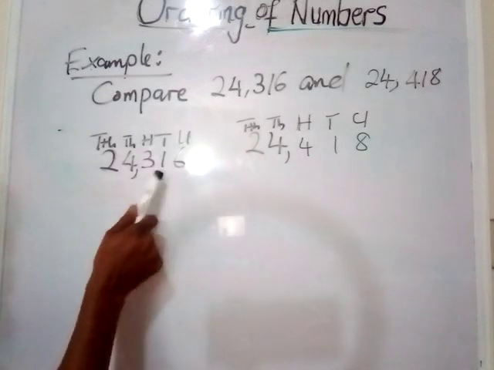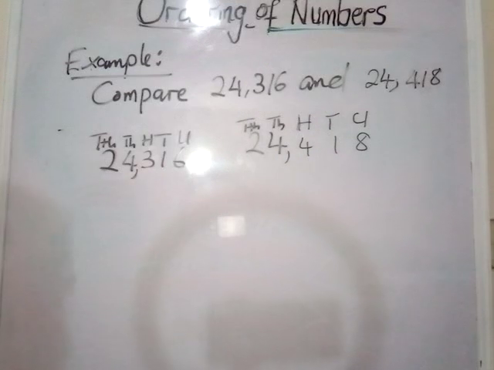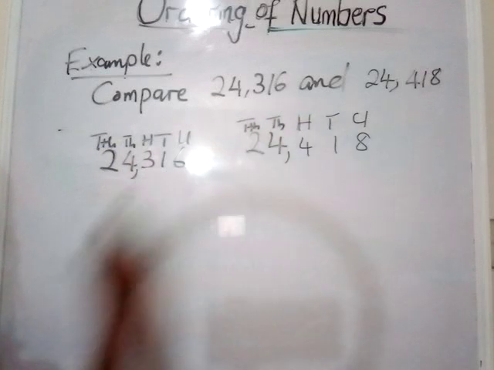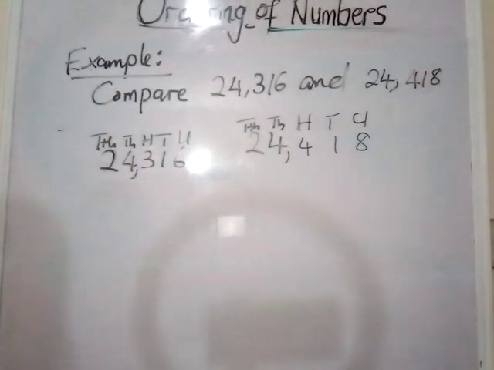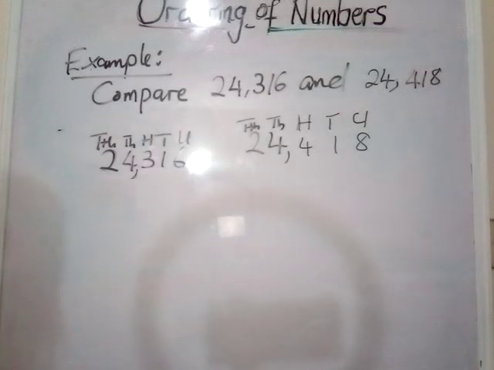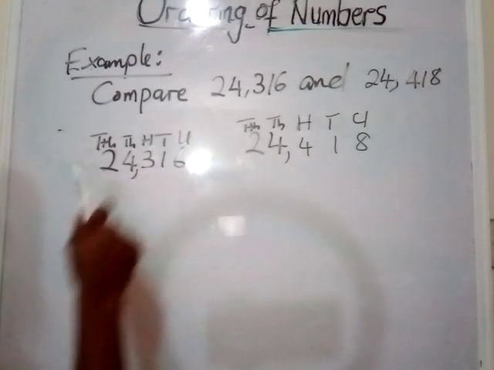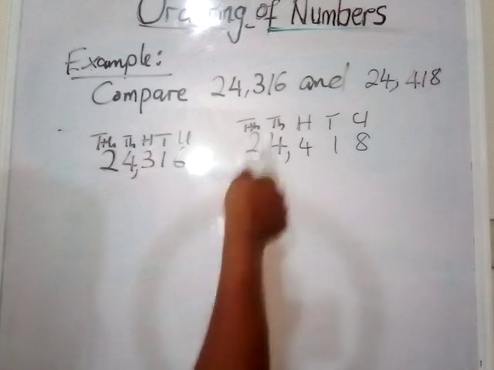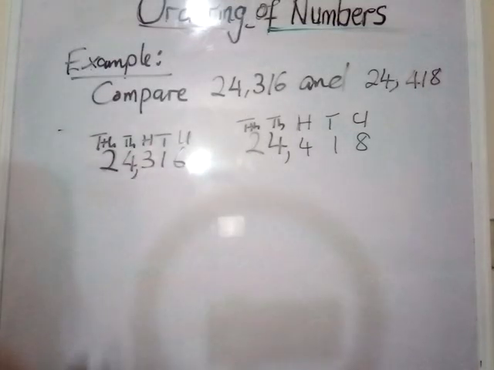So here you have 24,418, here is 24,316. Now what do you look at when you're comparing numbers? Their place values. The place values of the digits in those numbers play a very crucial, very important role in you deciding which is larger and which is smaller. You look at the place values of the digits in the numbers. So let's look at this.